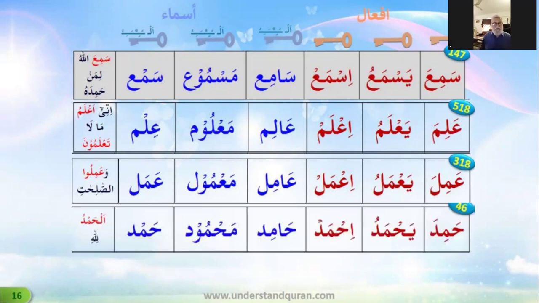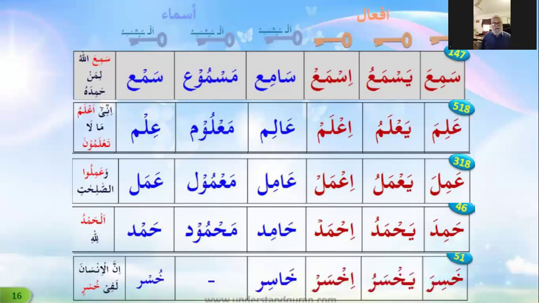Next is hamida, yahmadu, ihmad. Hamidun, mahmudun, hamdun. Ha mim dal is the root letter, Bab Samia. And the reference is Alhamdulillah. Khasira, yakhsaru, ikhsar. Khasirun, khusrun. Kha sin ra is the root letter. Bab is again Samia. And the reference is Innal insana lafi khusr.